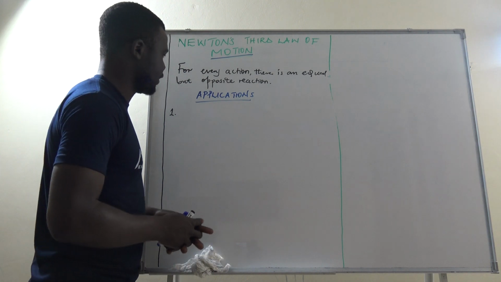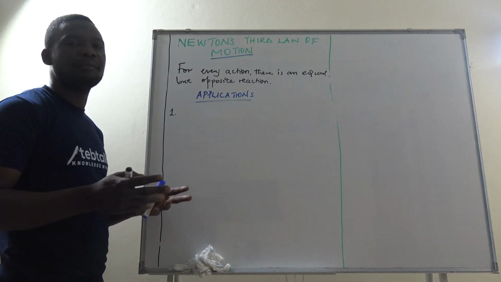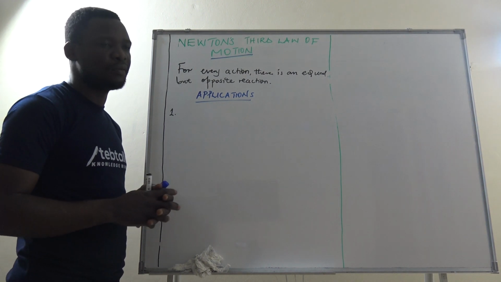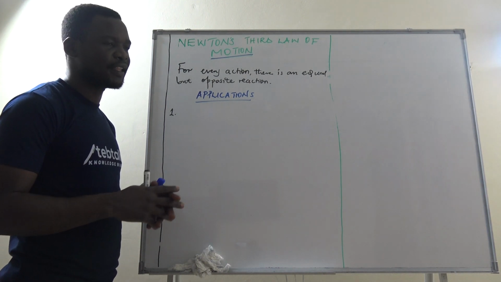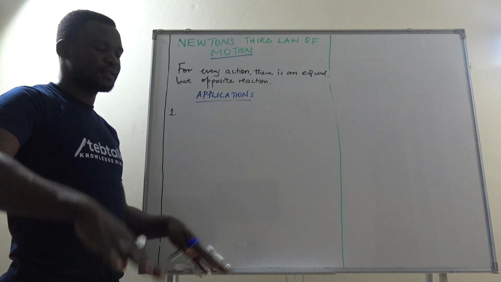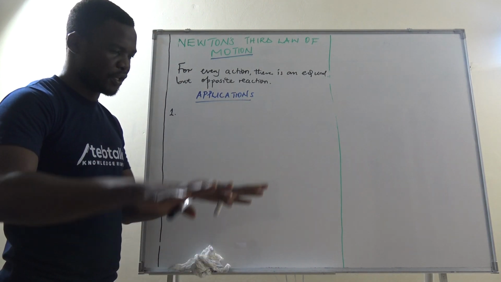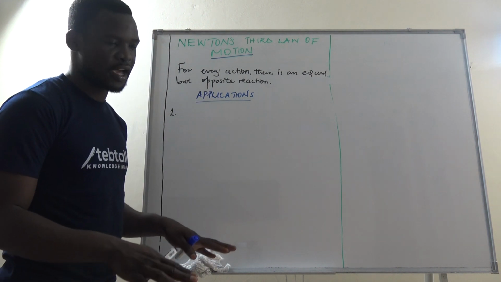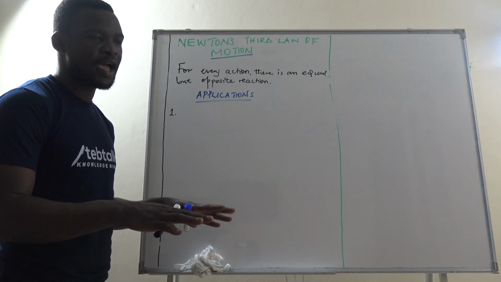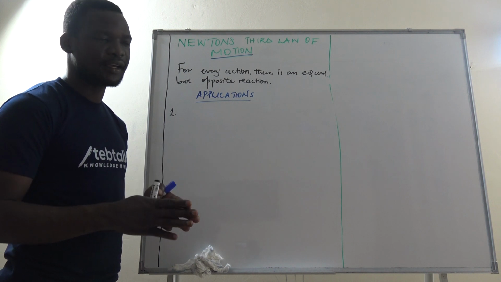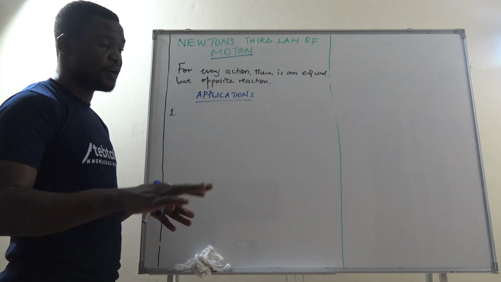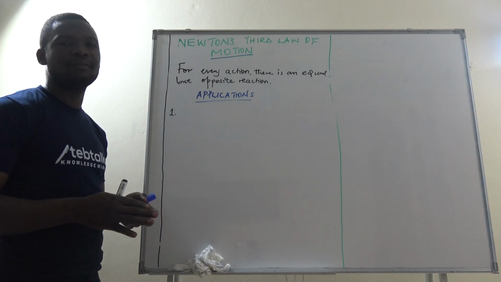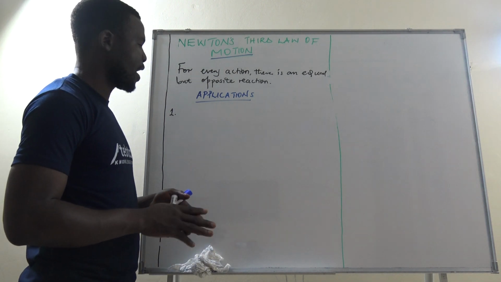Then, another thing is how is a bird able to fly in air? The reason a bird is able to fly in air is that when it is flapping its wings, the wings exert a force on air, a downward force on the air, and the air also exerts an upward force on the wings, and for that reason, the bird is able to stay and move in air.